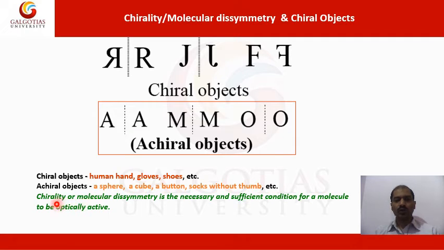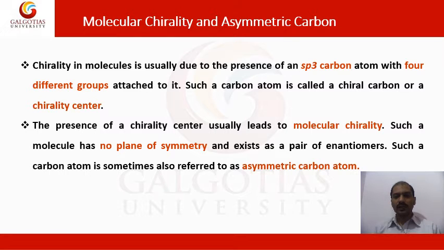So chirality or molecular dissymmetry is the necessary and sufficient condition for a molecule to be optically active. If it is showing chirality, then you have to check whether that particular carbon atom is surrounded by different types of atoms or groups when you are talking about an organic molecule. So, molecular chirality and asymmetric carbon: we can see this by taking the example of a carbon with sp3 hybridization, or sp3 carbon atom.